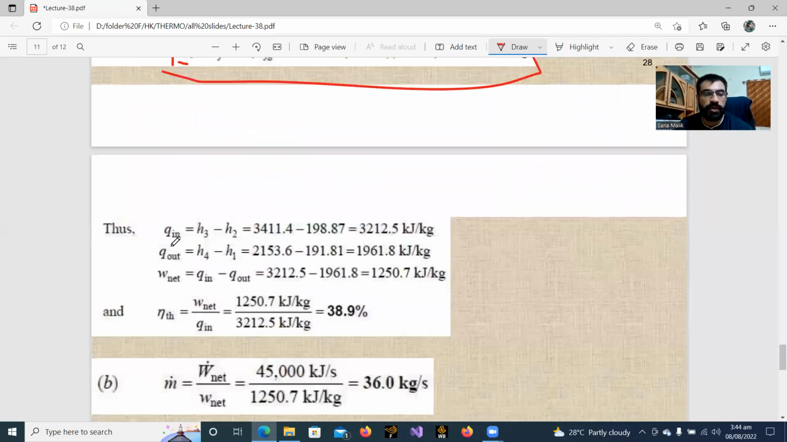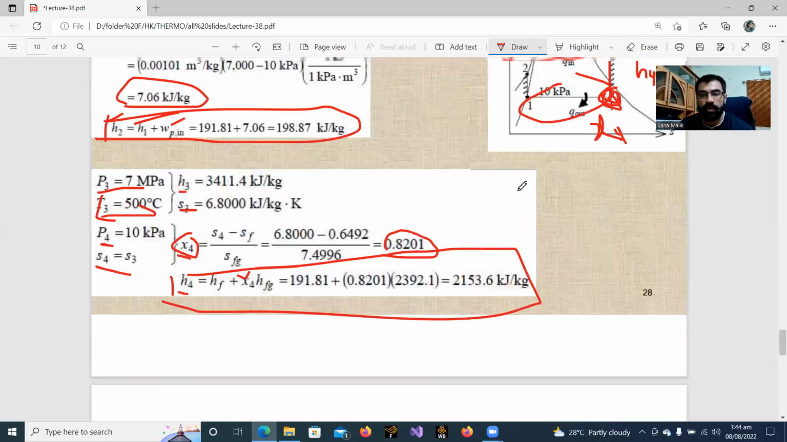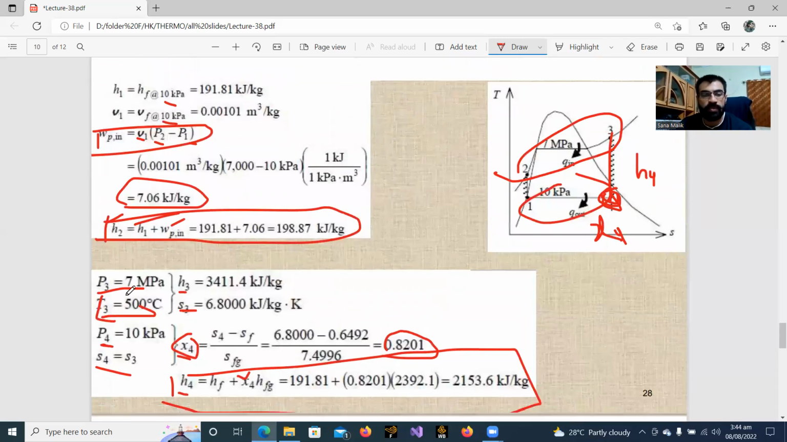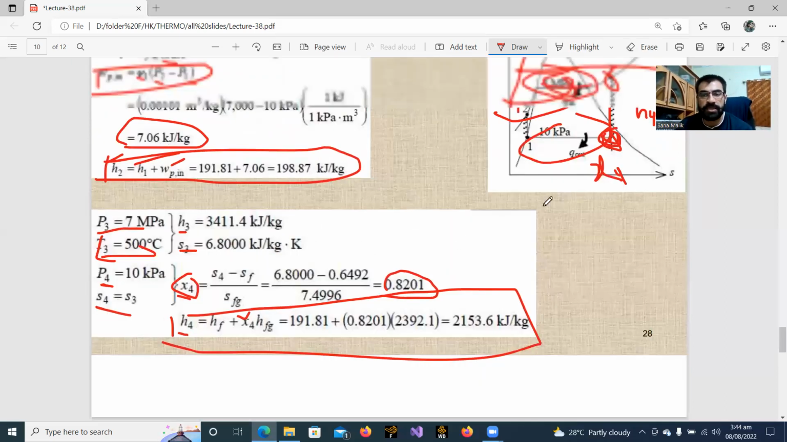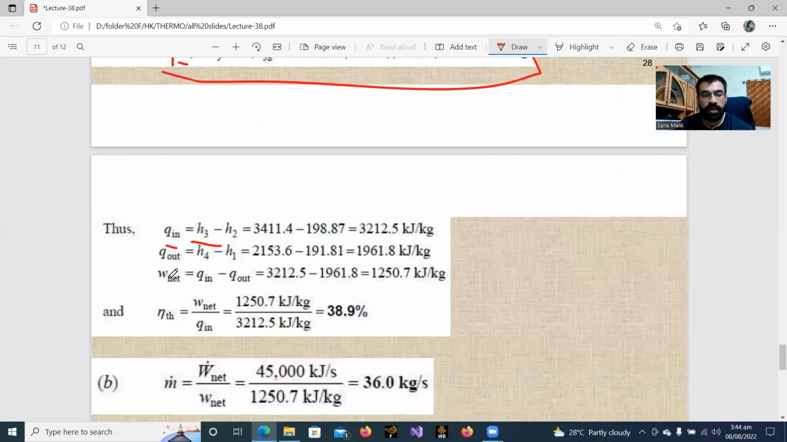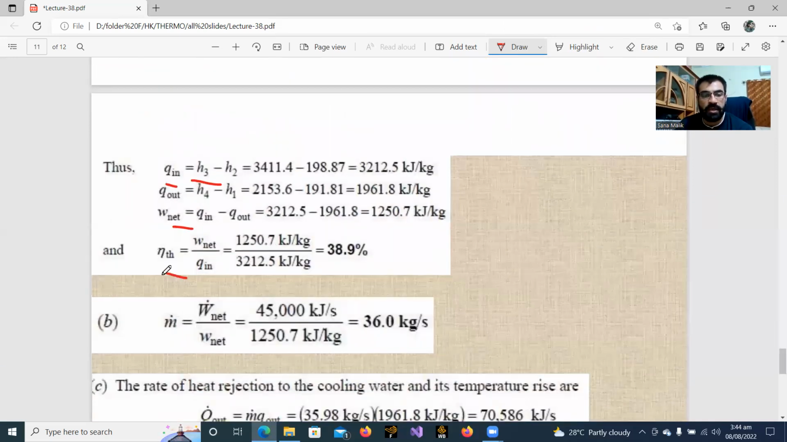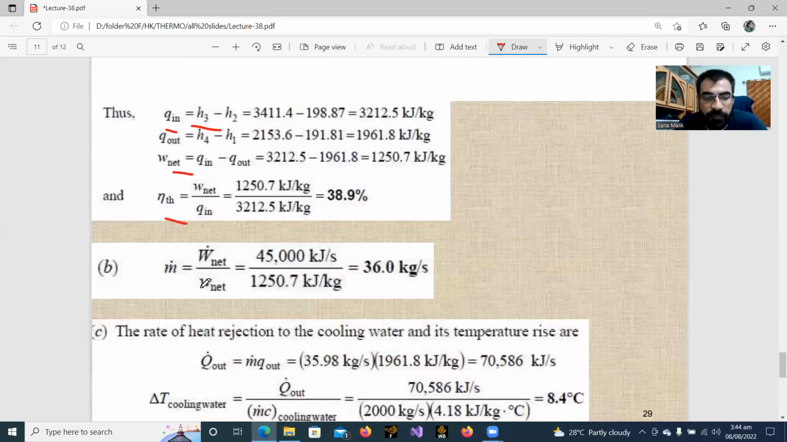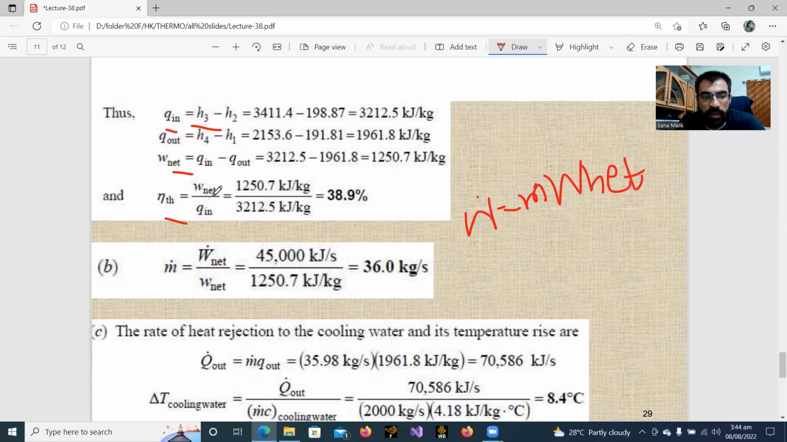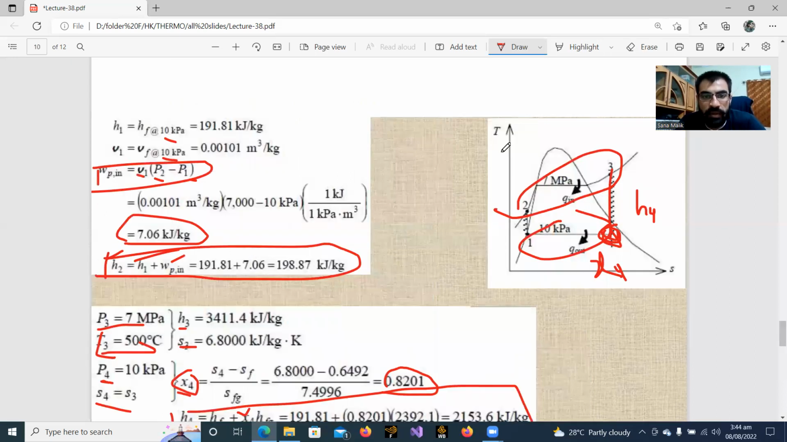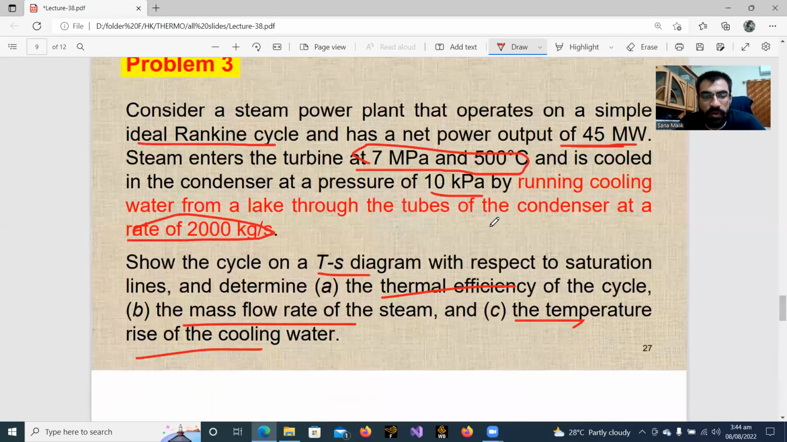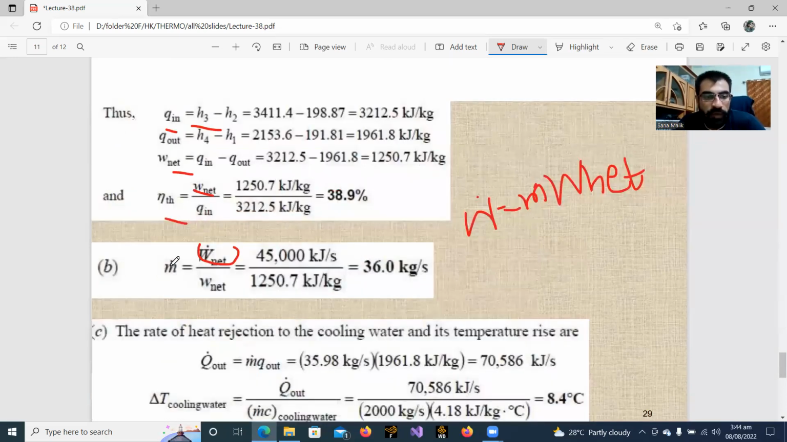So Qin is H3 minus H2. Qout is basically H4 minus H1. Work net is Qin minus Qout. This is the efficiency. This is for the mass flow rate of the steam. We know the work net equals mass flow rate times the specific work net. So we found the work net. We know the net power output, which was given, 45 megawatts, and we will find the mass flow rate of the steam.